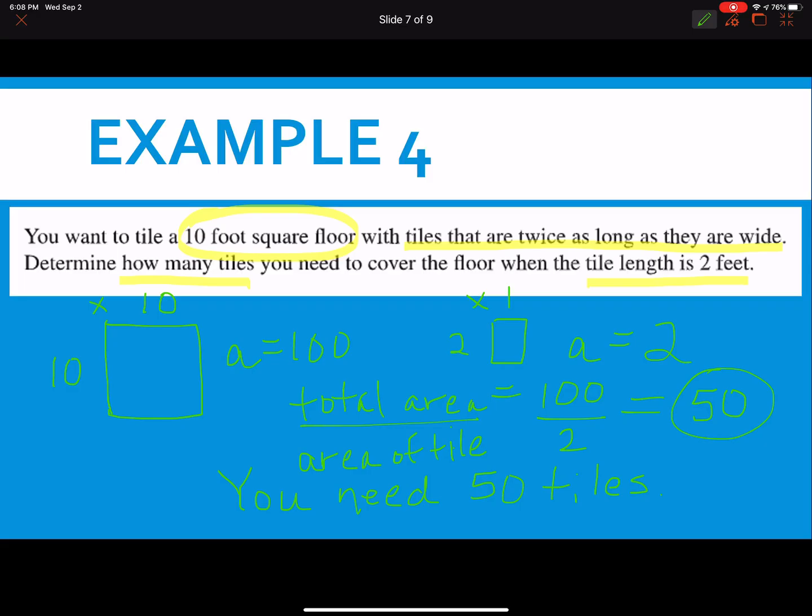Now, notice how I drew pictures. I labeled things. I went ahead and worked out the parts that I knew to be able to solve the problem. There are many other strategies you could use to solve this example of a word problem.